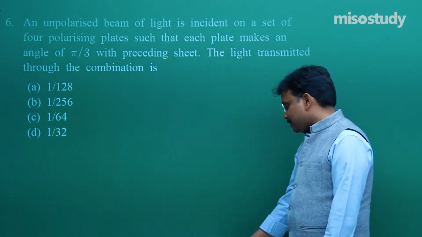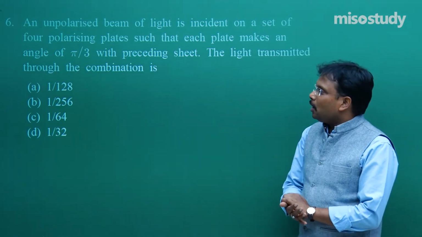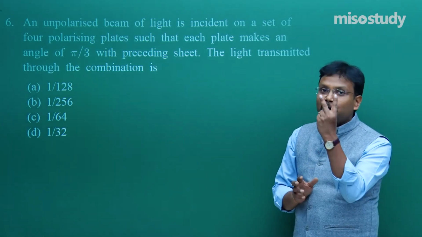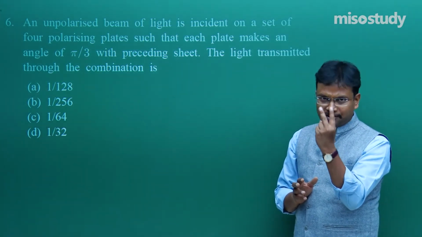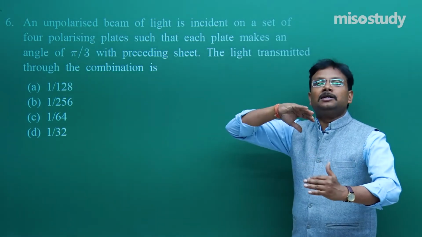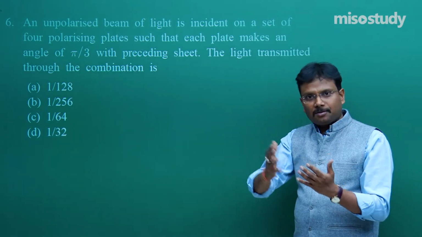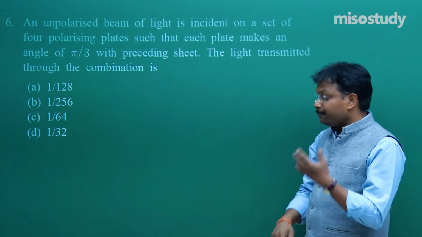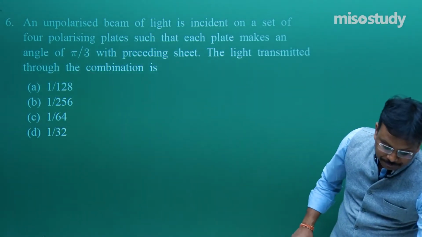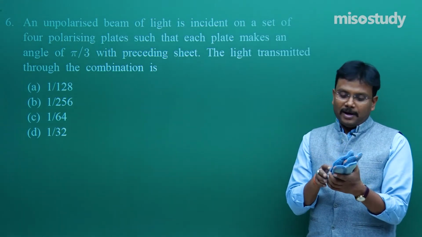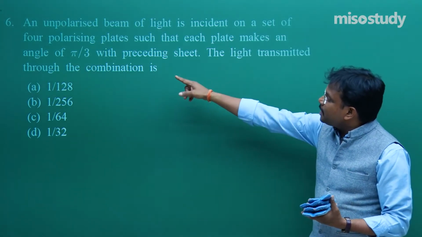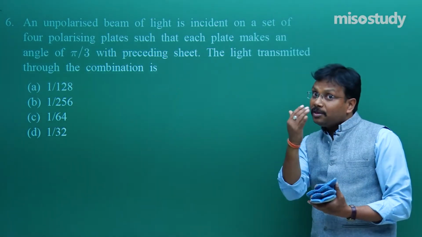Now, if you try to recall, in the previous video we started our discussion with the same type of problem, and there were 2 plates, 2 tourmaline crystals, crystal number 1, crystal number 2, C1, C2. In this the number is 4. It may be tourmaline crystal, but there are 4 plates. 4 plates means, let me show you in this fashion. Let us say these are 4 plates, fine, arranged one after another, but each plate making angle pi by 3 with the previous one.